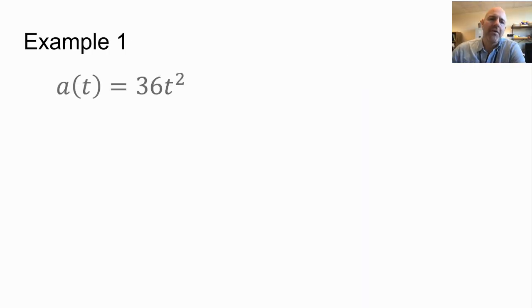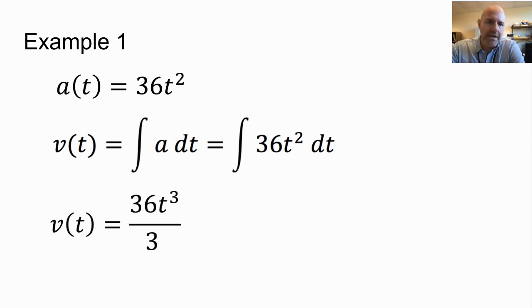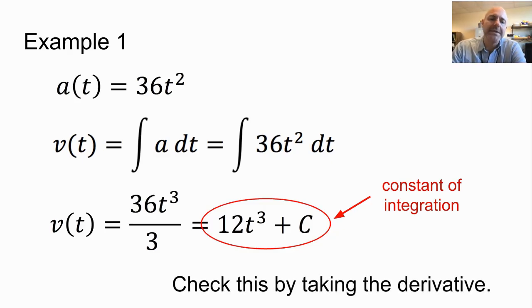So here's an example. If our acceleration with respect to time as a function of time is 36t squared, we can take the integral of that, which will be 36t cubed divided by 3, which ends up being 12t cubed, plus a constant. And that constant is what we call the constant of integration, where we are saying there has to be some initial condition. If t is 0, what is the velocity? That would correspond to the initial velocity in this example. You can double check this by taking the derivative and see that you get back to acceleration equals 36t squared.